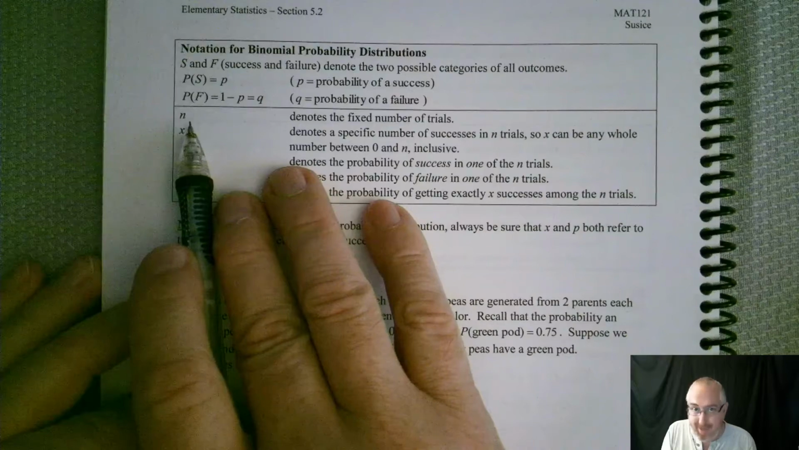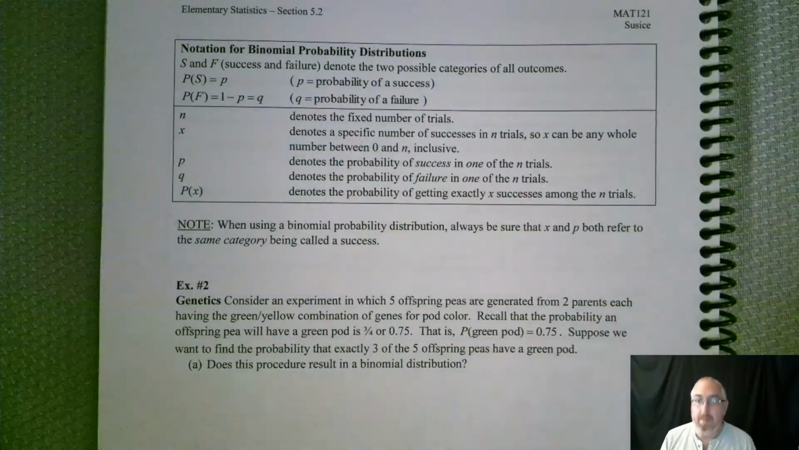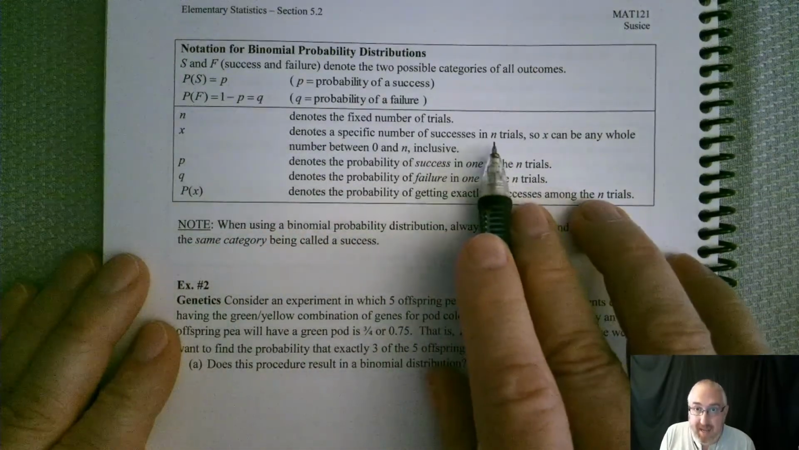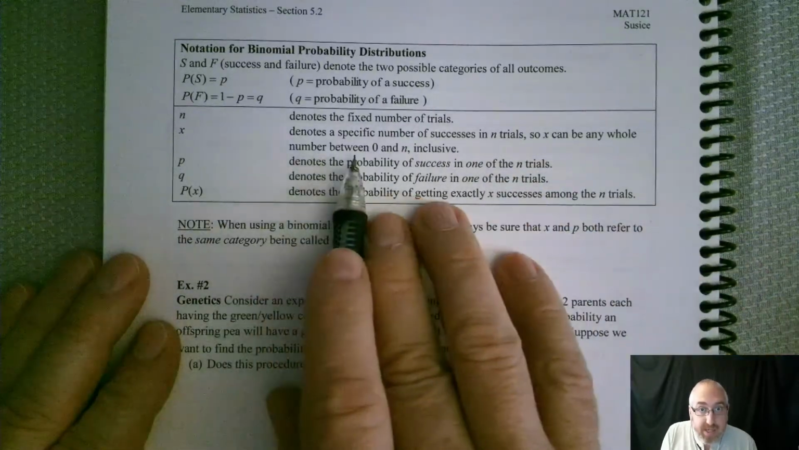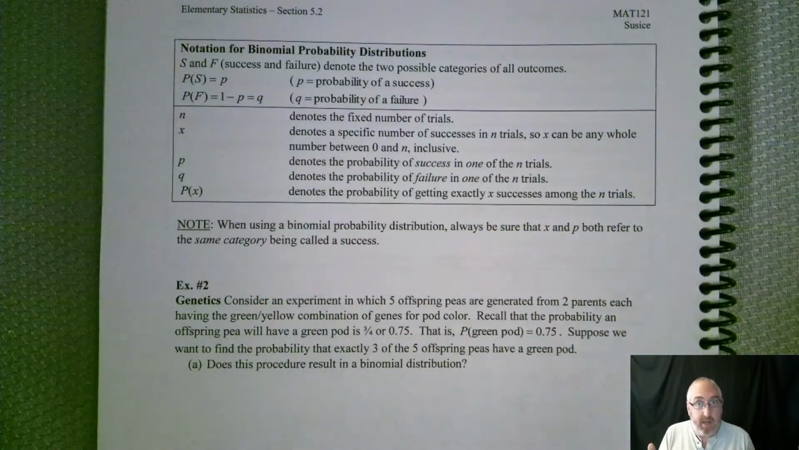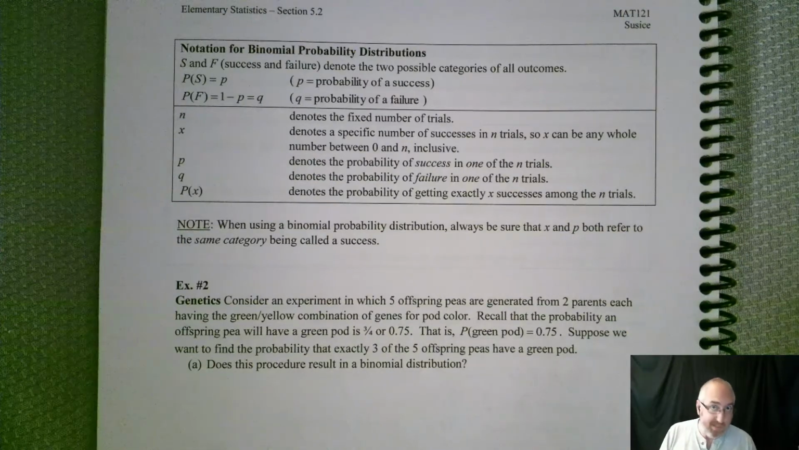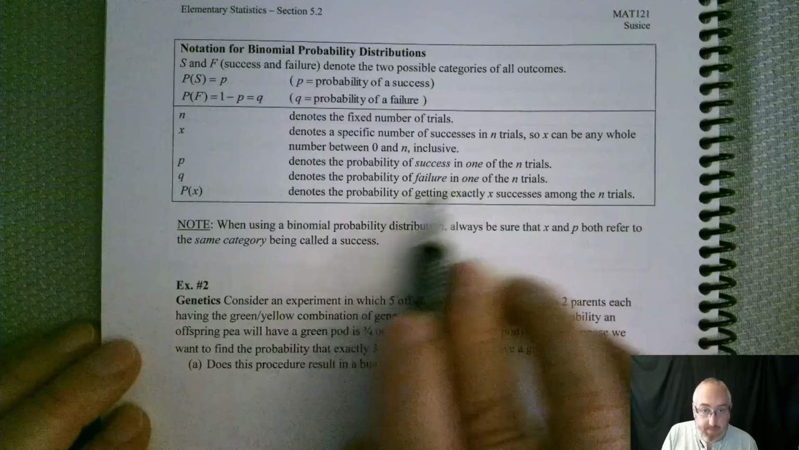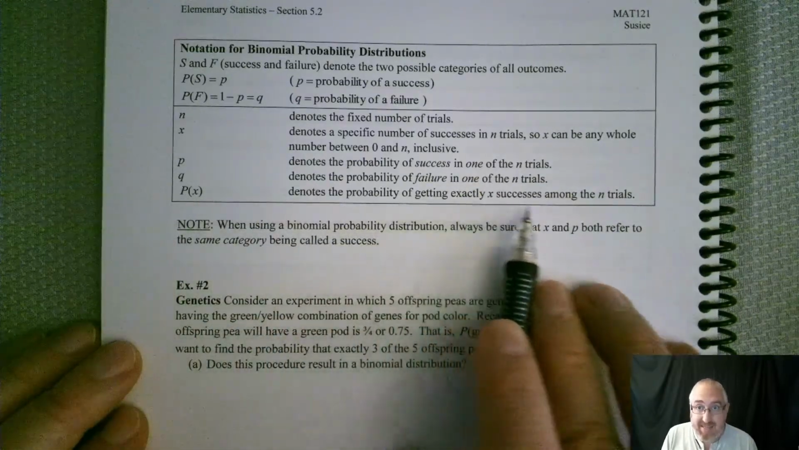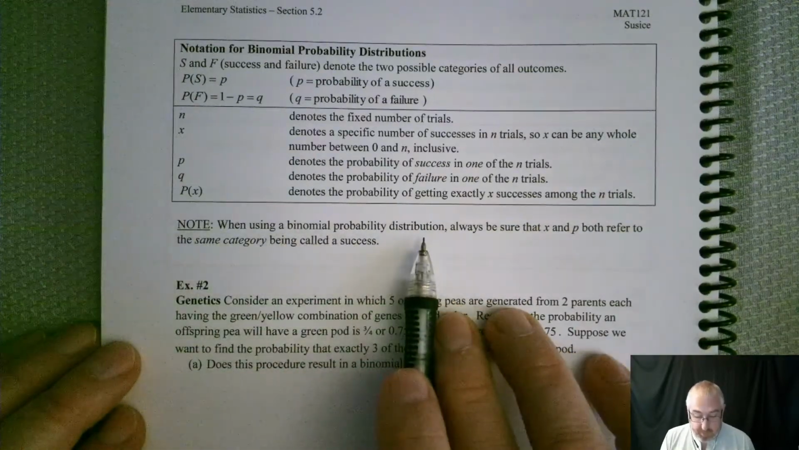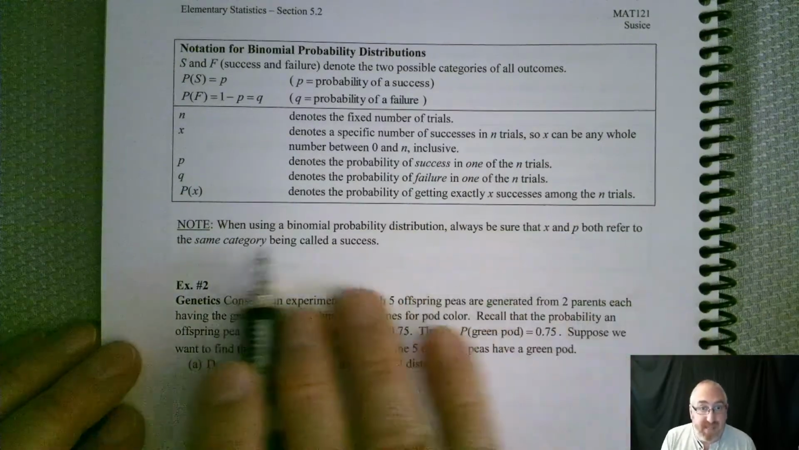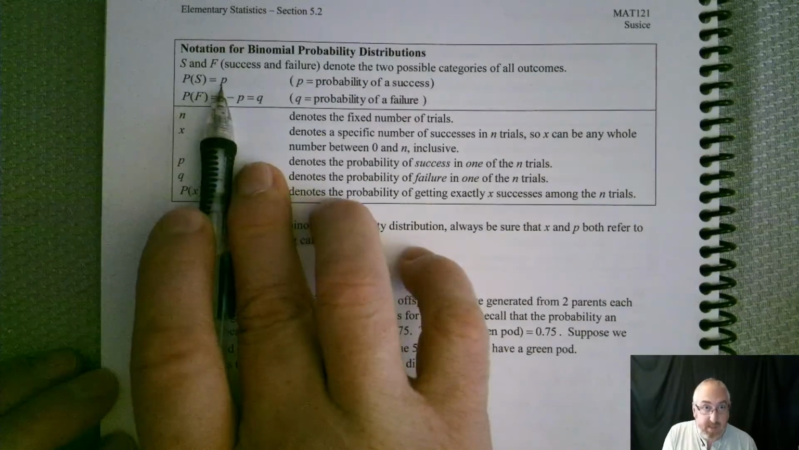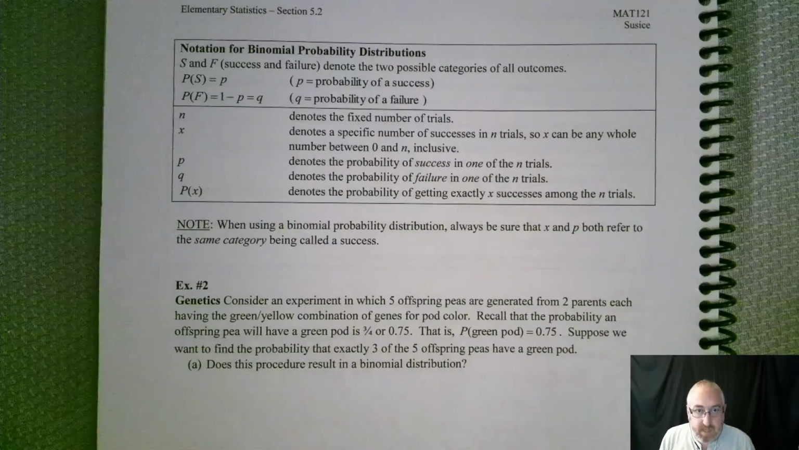n is what n always is. It's just going to be the number of fixed trials. It's our sample space, our sample size. It's always that type of thing. So n is that. x is going to denote the specific number of successes in n trials. So x can be any whole number between 0 and n inclusive. So it can include 0 and it can include n. But we can't go above n and we can't go less than 0. That doesn't make a lot of sense. All right, and then we know what p and q are. p and q are those successes and failures. And then P(x) is denoting the probability of getting exactly x successes among the n trials. Note, when using a binomial probability distribution, always be sure that x and p both refer to the same category being called a success. All right, so x and p. So the number of successes, the probability of success. So you always want those 2 linked. And you will see what I mean in our first example here.